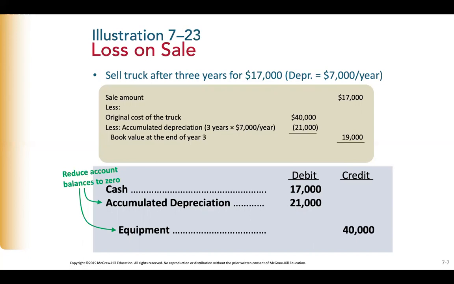No. Our total debits are $38,000. Our total credits are $40,000. So we know we're missing something. We need a debit for a loss of $2,000.